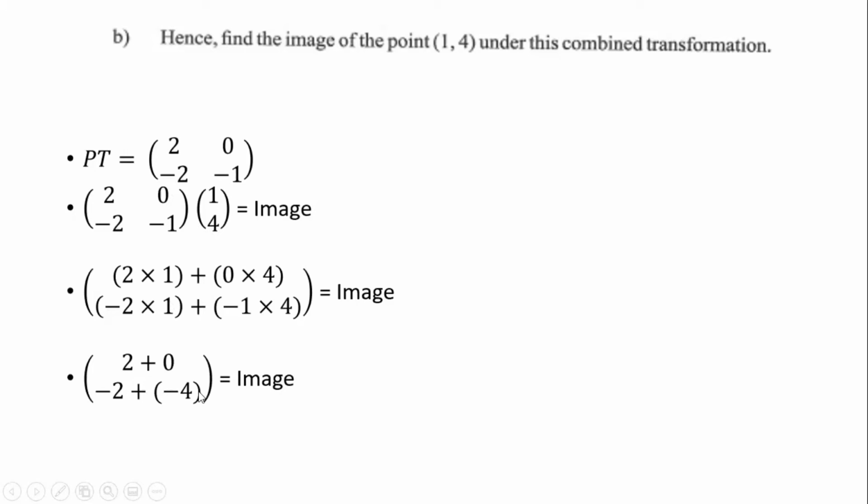So we now go ahead and work out our matrix. What we'll get is 2 plus 0 is 2, and negative 2 plus negative 4 will give us negative 6, and this is our image. So this is the image of the point (1, 4) under the combined transformation, which is PT.